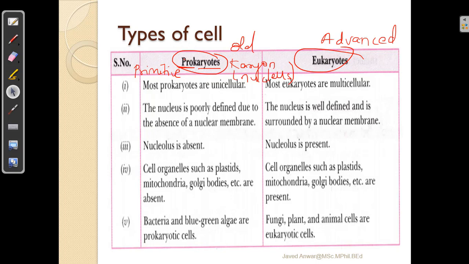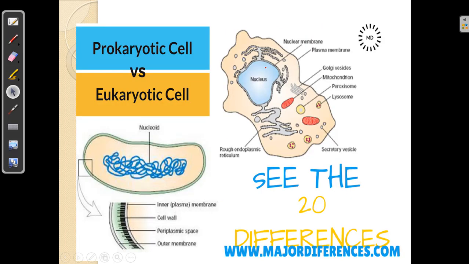So prokaryotes do not have a well-defined nucleus, whereas eukaryotes have a well-defined nucleus. Here eu means advanced and karyon again means nucleus. This simple image will help you clear your doubts. You can see the nucleus here is not well defined. This is only a thread-like structure. But when you see the nucleus here, it is well defined. It has a boundary, a proper nuclear membrane.